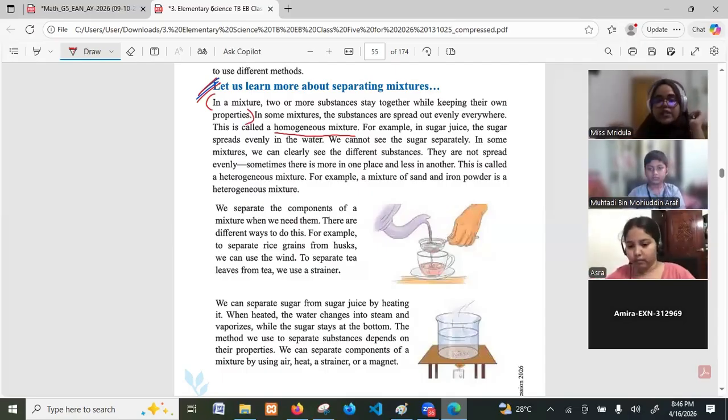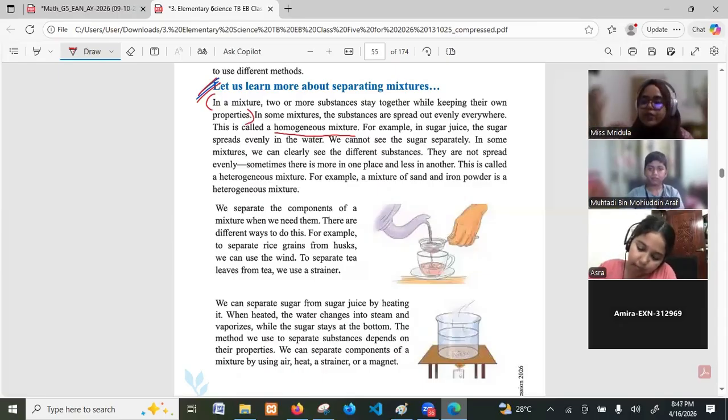Okay, let's see an example. For example, in sugar juice, the sugar spreads evenly in the water. Even if we are making lemonade, we are squeezing the lemon juice inside of water and also putting some maybe sugar, right? So we are then stirring it so that every corner of the lemonade will taste the same, or will it taste different?